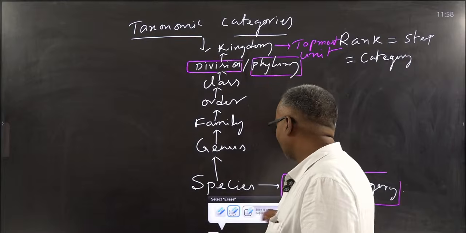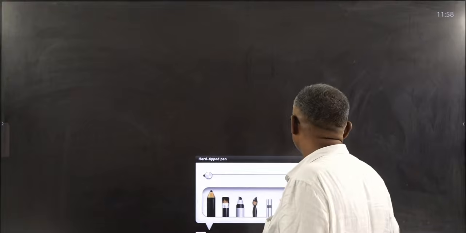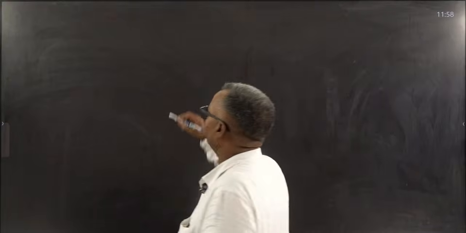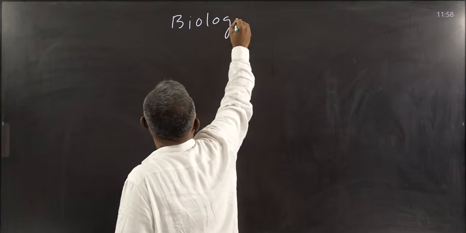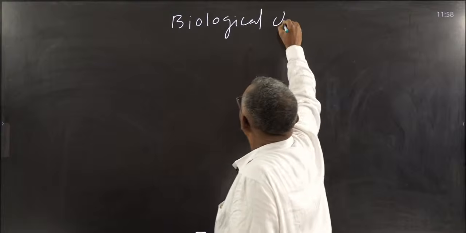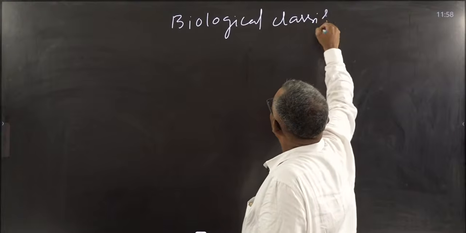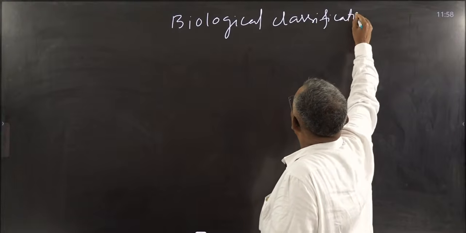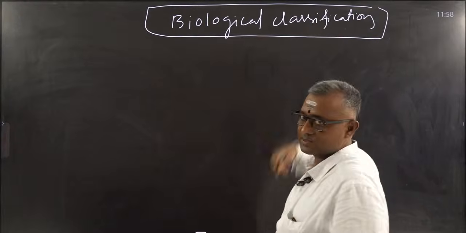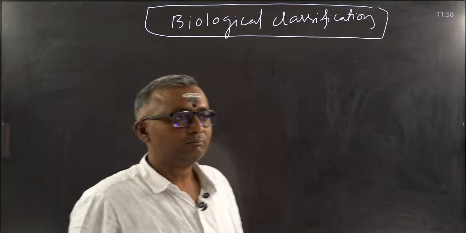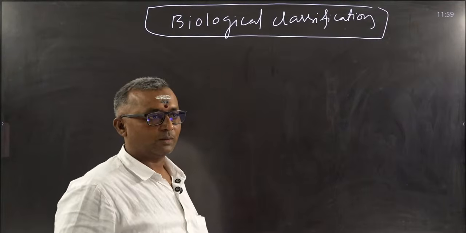So with this, the living world session is completed. And after understanding this, let us move to another important chapter, that is biological classification. Biological classification is the next important one. Understood?